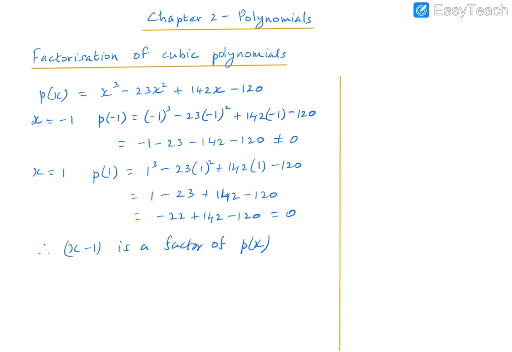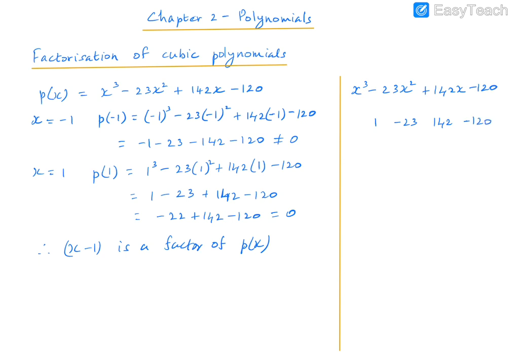So we have x cube minus 23x square plus 142x minus 120. What we do is we take the coefficients of each of the terms. For x cube, the coefficient is 1. It is 1x cube, so we write that 1. For x squared, the coefficient is minus 23. For x, the coefficient is plus 142, and the constant term is minus 120.